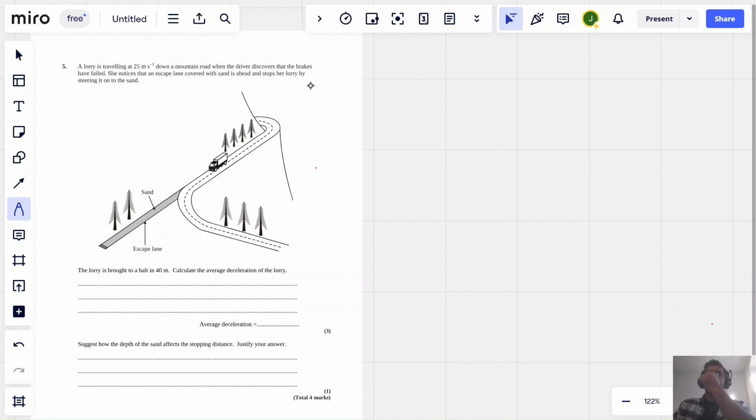Next question is, a lorry is traveling at 25 meters per second down a mountain road when the driver discovers that the brakes have failed. She notices that an escape lane covered with sand is ahead and stops her lorry by steering it onto the sand. The lorry is brought to a halt in 40 meters. Calculate the average deceleration of the lorry.